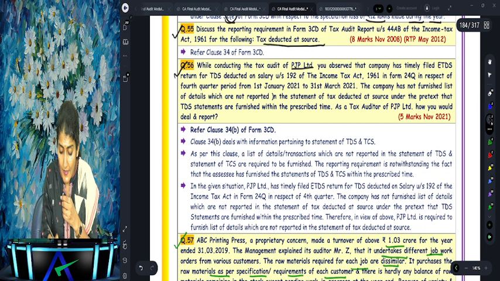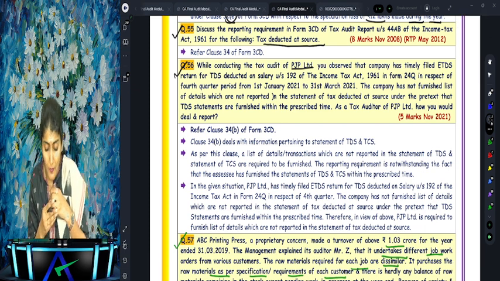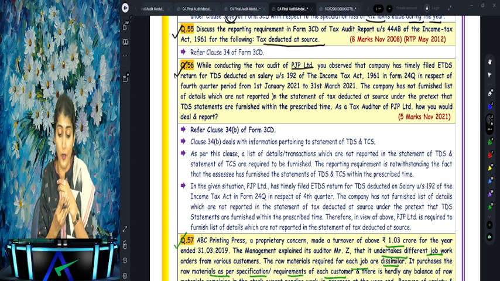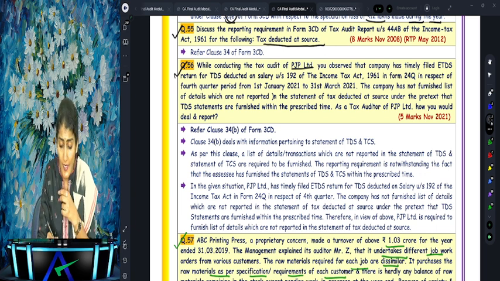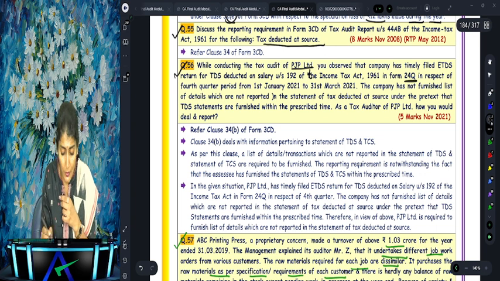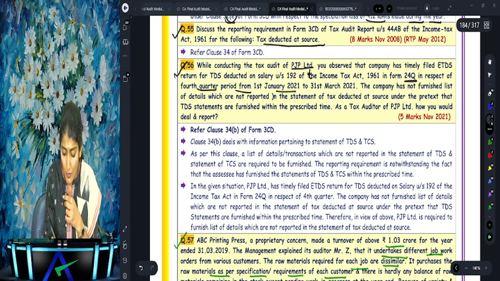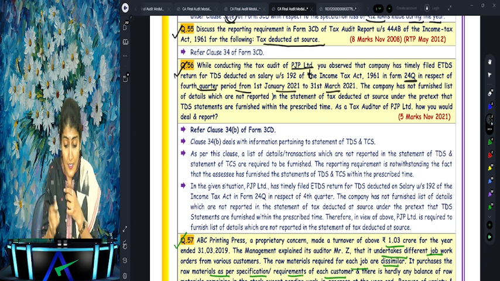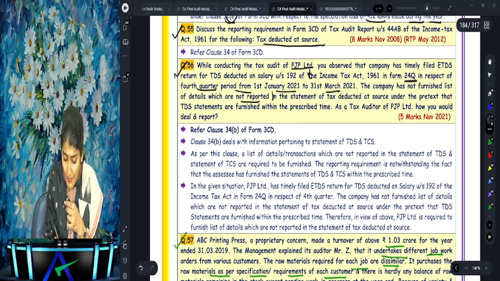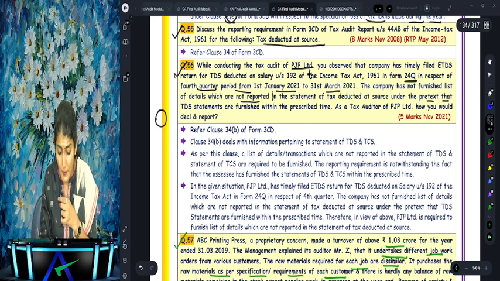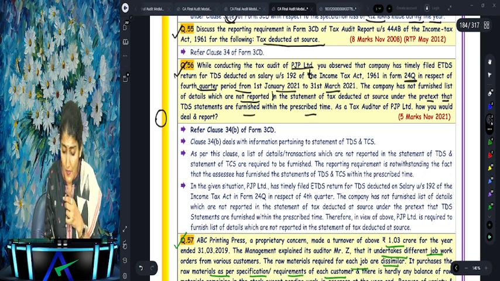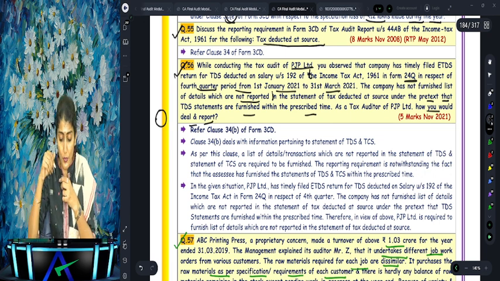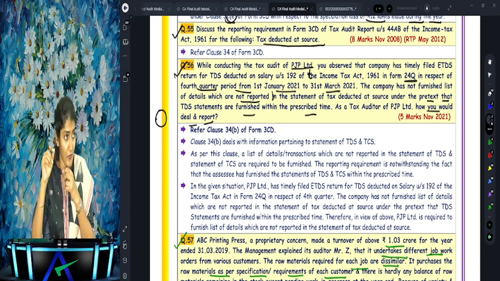While conducting the tax audit of PJP Limited, you observe that the company has filed the ETDS return for TDS deducted on salary under 192 of the Income Tax Act in form 24Q in respect of the fourth quarter period from 1st January to 31st March. The company has not furnished the list of the details which are not reported in the statement of TDS under the pretext that TDS statements are furnished within the prescribed time. As a tax auditor, how would you deal and report, right? So do they need to give the details of the transactions also if they are not reported?